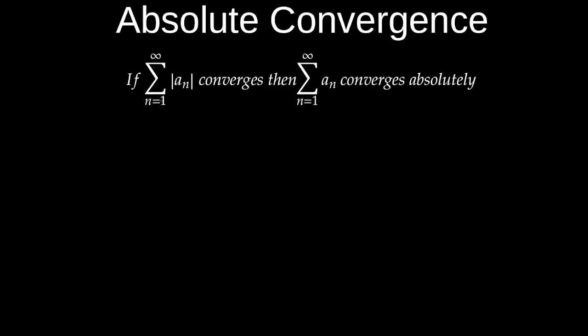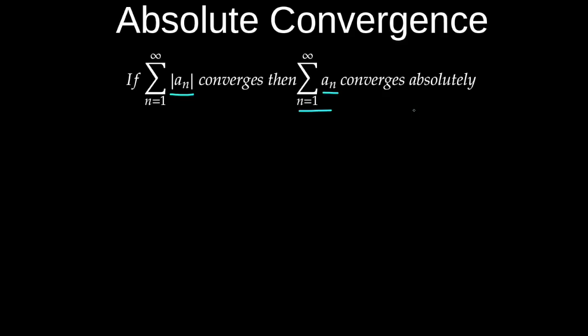If the series of absolute values of the terms in this series converges, then this series here converges absolutely. Otherwise, we say that this series converges conditionally. And the series can also diverge.